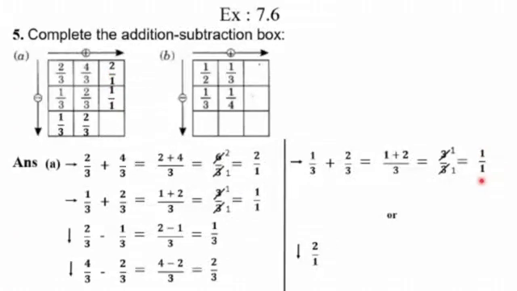So vertically down we'll have 2 upon 1 minus 1 upon 1, that is 2 minus 1 upon 1, that is 1 upon 1. You could see both the answers are the same. So you do it either way, you are going to get the same answer. No need to do it both ways. You may pick any one method, either solving horizontally or vertically, and then you have to write the answer.